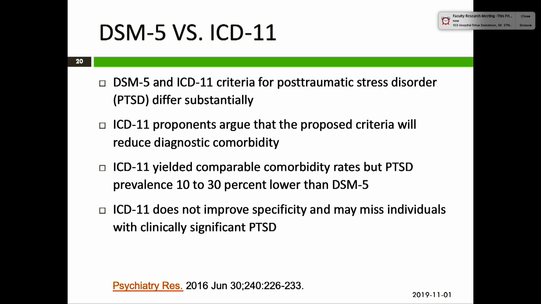DSM-5 incorporated a lot of symptoms that overlap with other mental health conditions like anxiety and depression. ICD-11 tries to eliminate that and makes PTSD more accurate and standing alone by itself. So because of that difference, when the same population is diagnosed using a different diagnosis system, the prevalence changes from 10 to 30%. That means DSM-5 has almost 10 to 30% higher PTSD diagnosis compared to ICD-11.